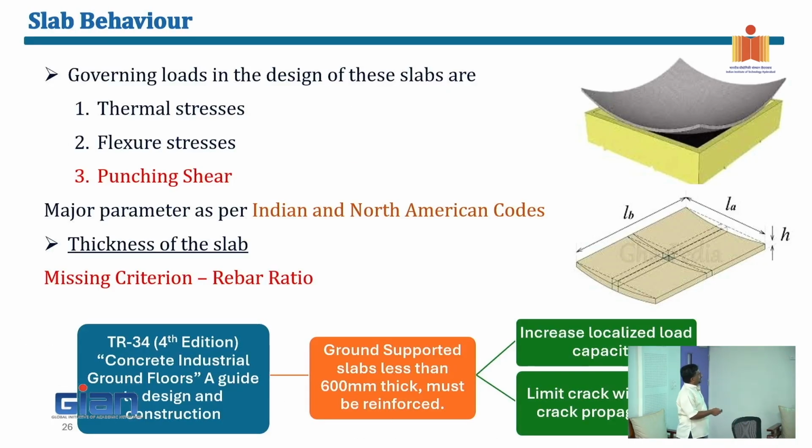These are the loads that typically govern: thermal stress, flexural stress, and punching shear, and these typically govern the thickness of the slab. Industrial flooring typically uses TR34, which is an industry standard. If it is less than 600 mm thick, it must be reinforced. Reinforcement helps in increasing the localized load capacity, and in limiting the crack width and crack propagation.